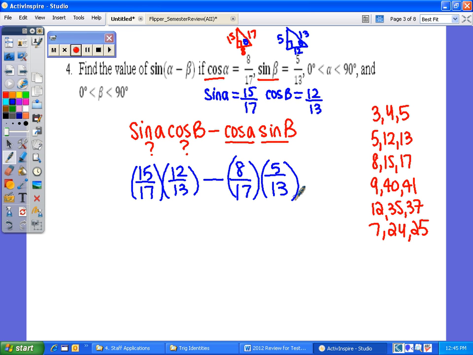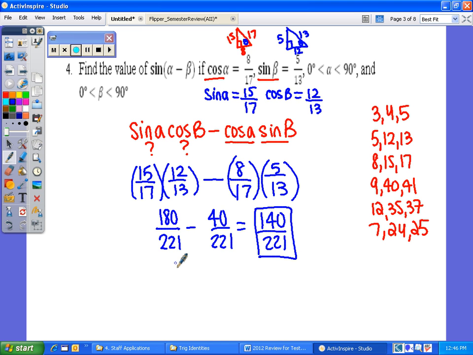Now I just multiply them out. You can put the whole entire thing in your calculator if you want, just make sure that you keep things in parentheses. So this is 180 over 221, and this is 40 over 221, which equals 140 over 221. You can skip this step and go right to this step, just make sure that to get this answer, you use math enter.